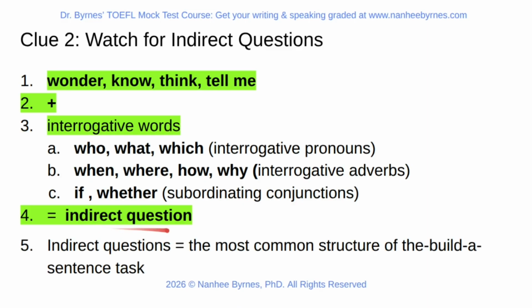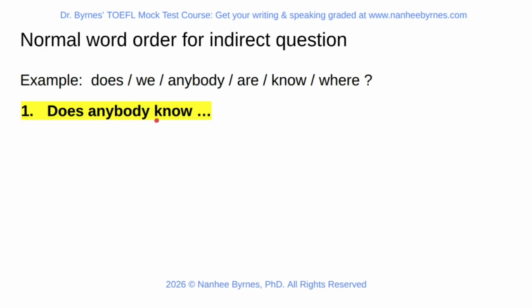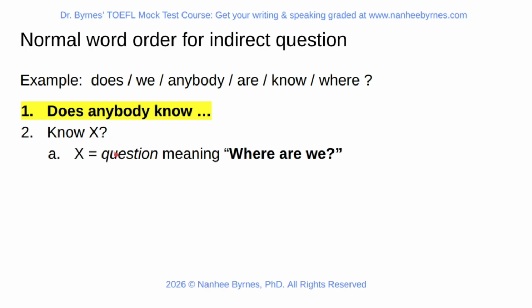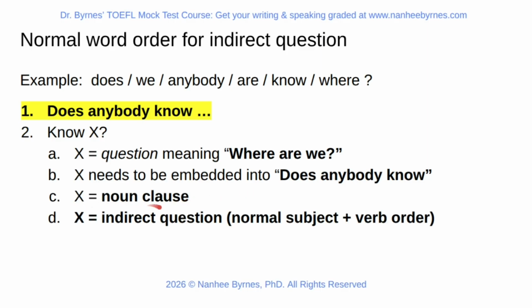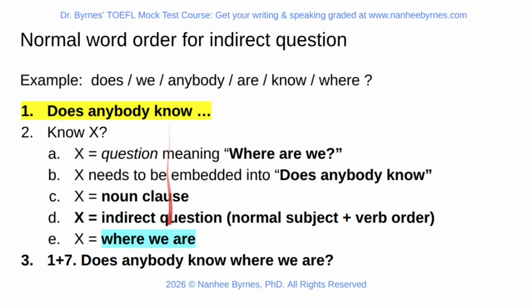Let's look again at our example. We have, does anybody know? Know what? The original question is, where are we? This question can be embedded into another sentence as a clause, especially as the object of the verb know. Grammatically speaking, a question can be embedded into another sentence as a noun clause. When this happens, we call it an indirect question, and it must follow the normal subject plus verb order. Compare the two. Direct question, where are we? Indirect question, where we are. So the final sentence becomes, does anybody know where we are?